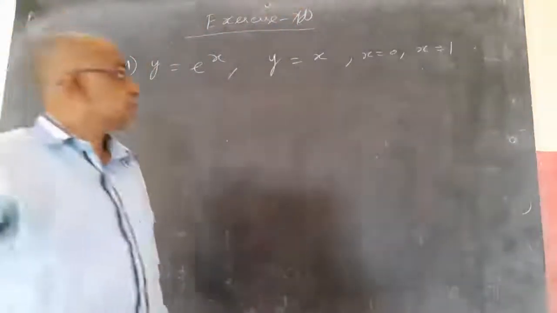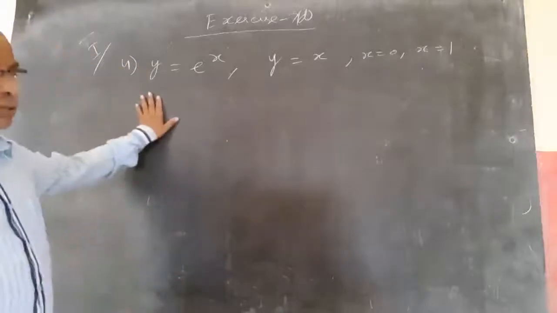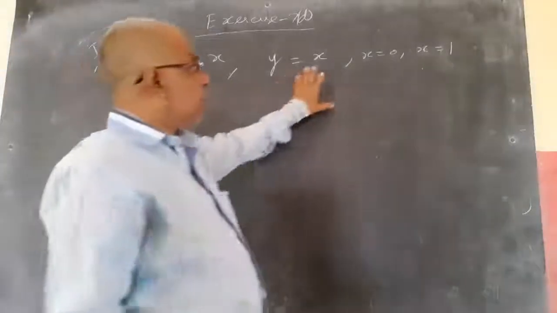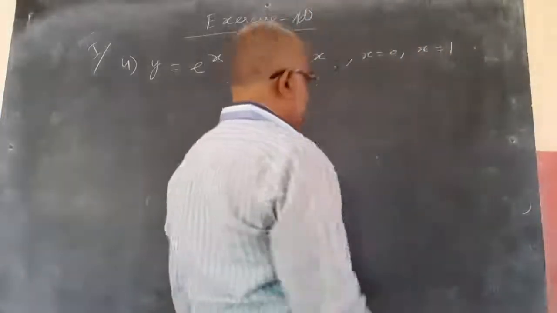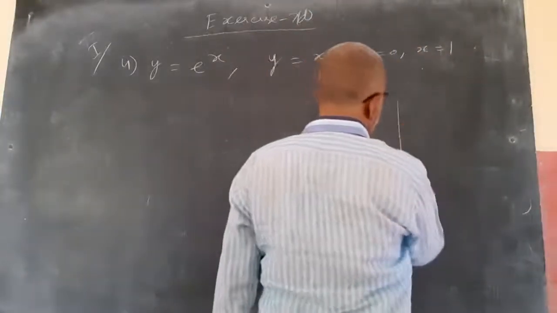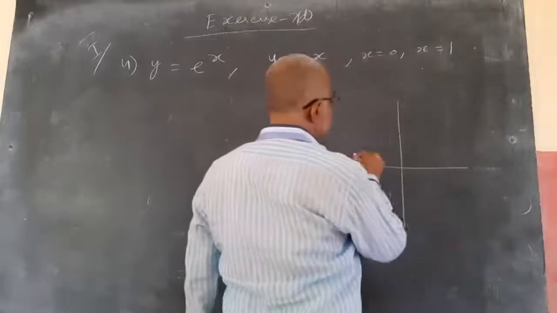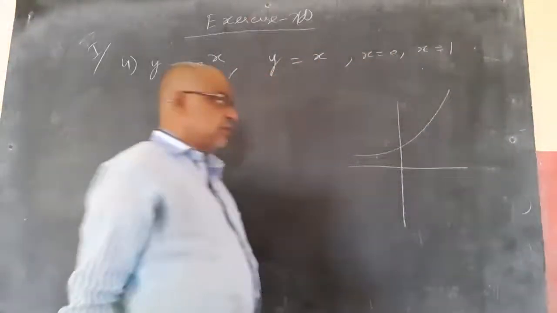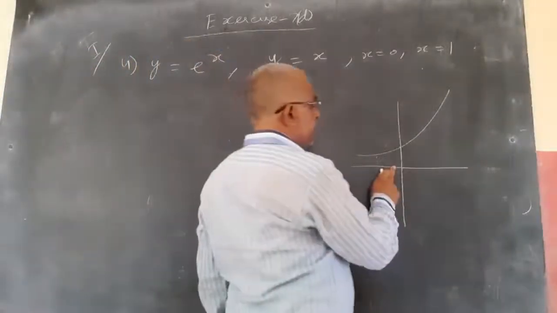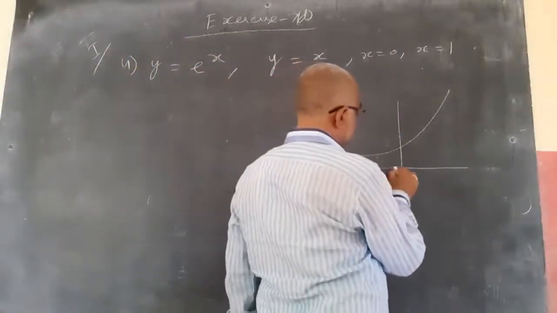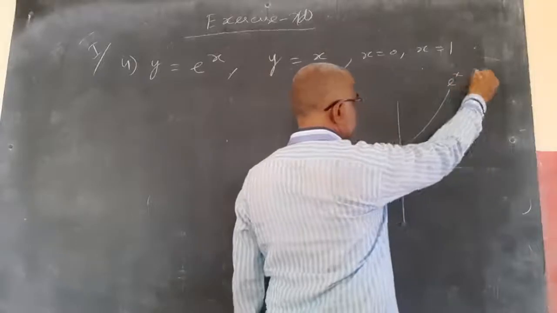Now next question: find the area between the curves y is equal to e power x, y equal to x, x equal to 0, x equal to 1. So first draw the rough sketch actually. What is y equal to e power x? The e power x graph will be like this. I already explained in functions how the graphs will be. So e power x graph is like this.